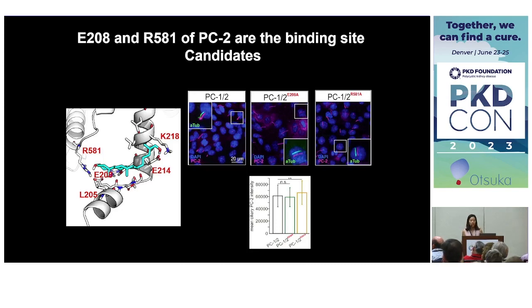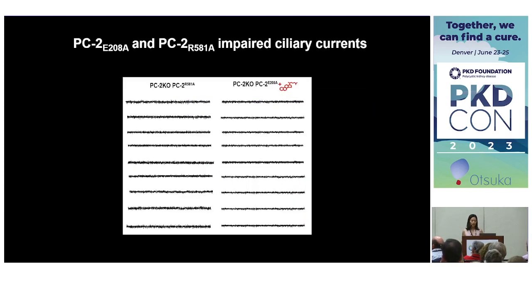And we mutated this amino acid into alanine, and then we confirmed their expression. Even if these amino acids are mutated into alanine, it still beautifully traffics to the ciliary membrane. And what do we do next? We recorded these mutations. So we overexpressed these two mutations in PC2 knockout cilia, and then we found that these mutations impaired the ciliary currents.